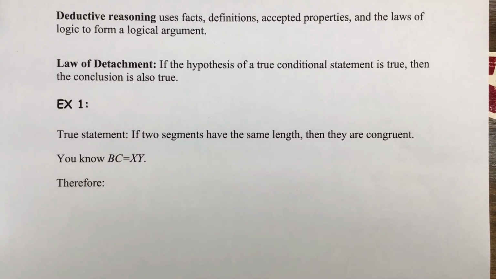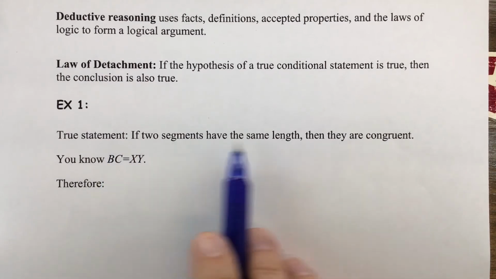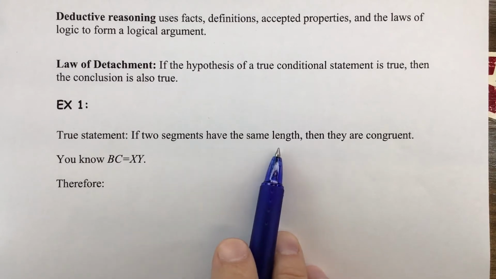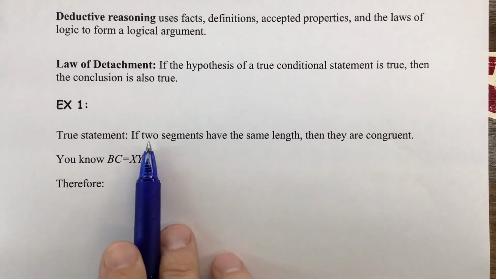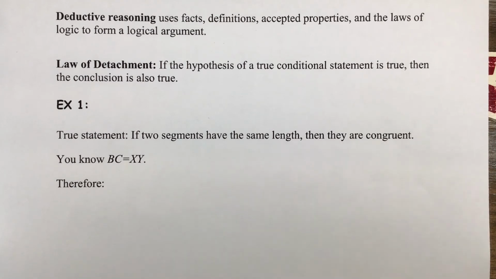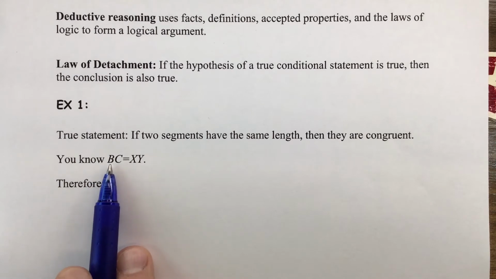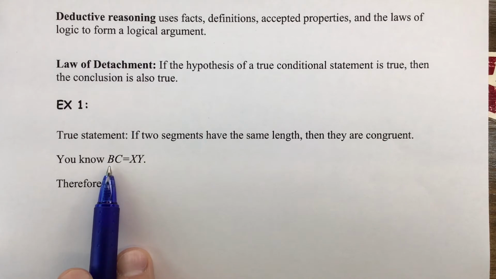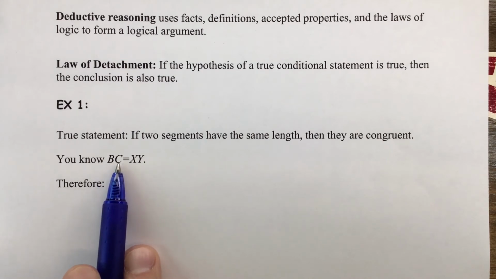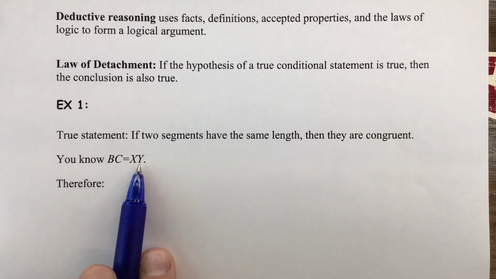So for example, number one, we're given a conditional statement that we agree upon, and that's this. If two segments have the same length, then they are congruent. We should agree that that is true because that's the definition of congruent segments. Segments with the same length are congruent. So we know that to be true. We then are provided something, or we find something like this that says BC equals XY. Now remember that that is interpreted as reading the distance from B to C is equal to the distance from X to Y.